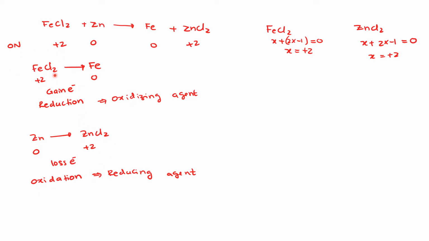We call ferrous chloride an oxidizing agent and zinc a reducing agent, because the oxidizing agent is the reactant that is oxidizing another substance. In this case, it oxidizes zinc. A reducing agent is the reactant that's reducing another substance. In this case, zinc is reducing ferrous chloride.